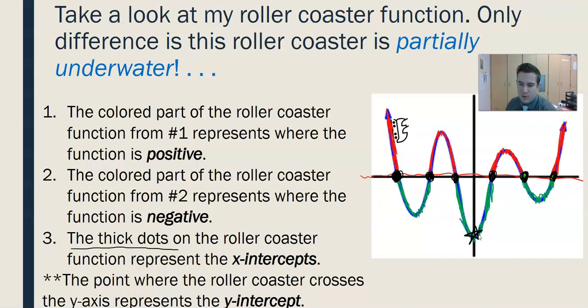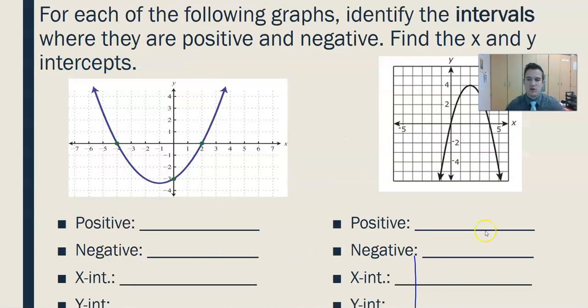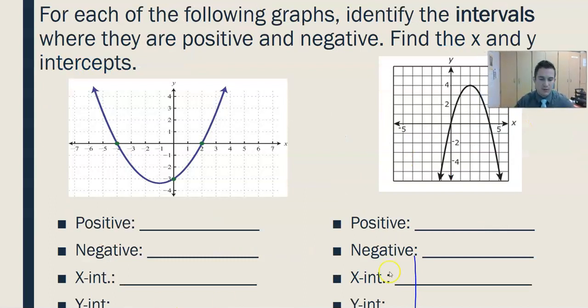Couldn't think of a really creative way to explain that, but wherever the graph touches the y-axis, that vertical axis, I'm going to call the y-intercept. Okay, so I'm going to use this same roller coaster analogy in some of these other problems. For each of these graphs, I want us to identify the intervals where they are positive and negative, and then I want us to find the x and y intercepts.